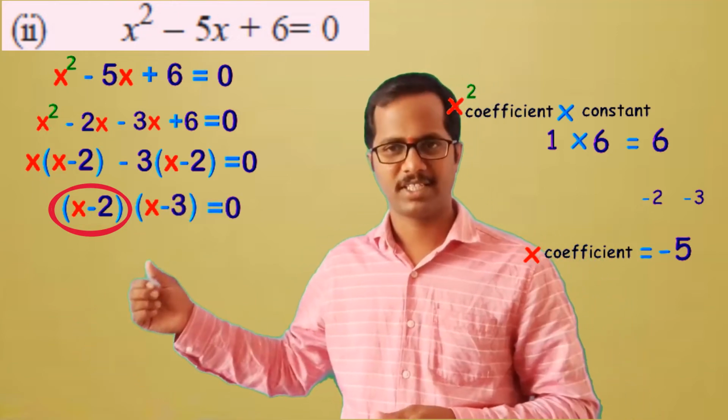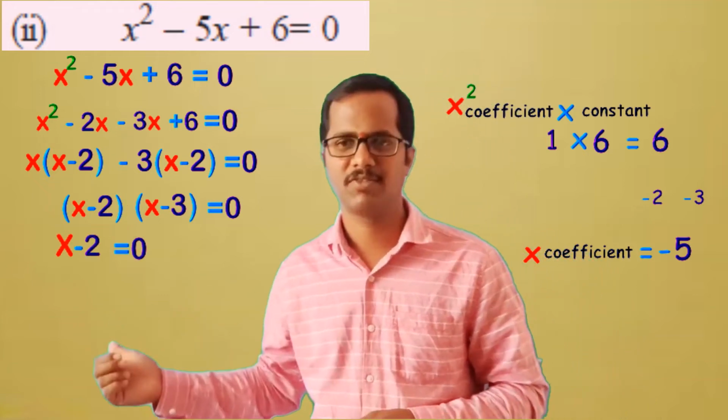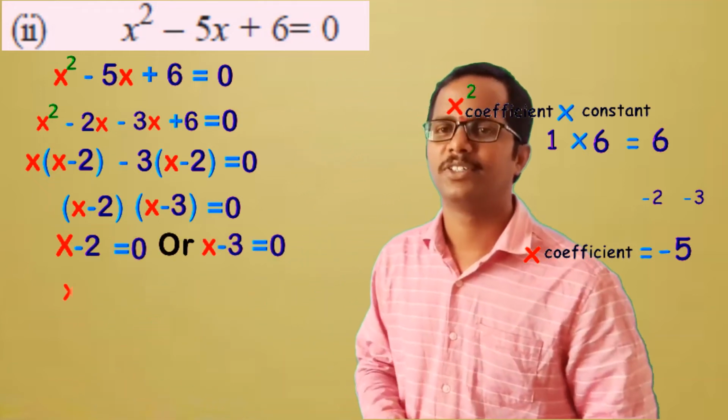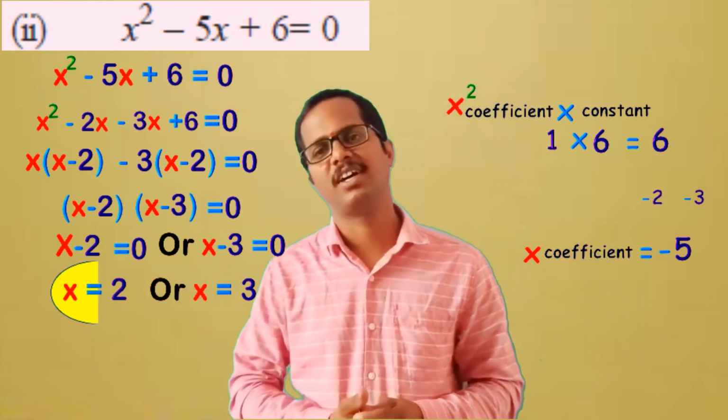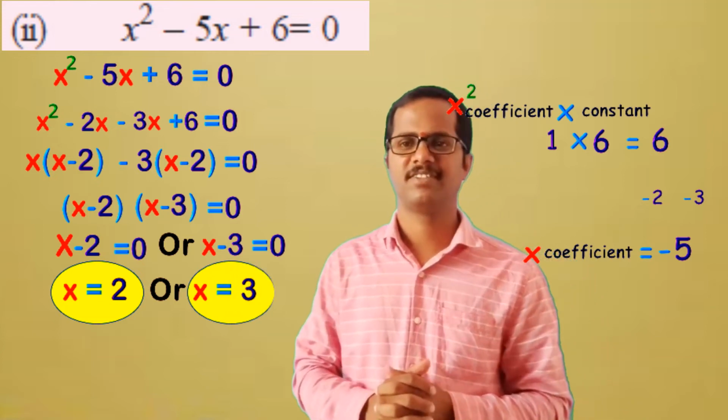We can write x minus 3 equals 0 or x minus 2 equals 0, which gives x equals 3 or x equals 2. So here, in this case, 3 and 2 are the solutions or the roots of the given quadratic equation.